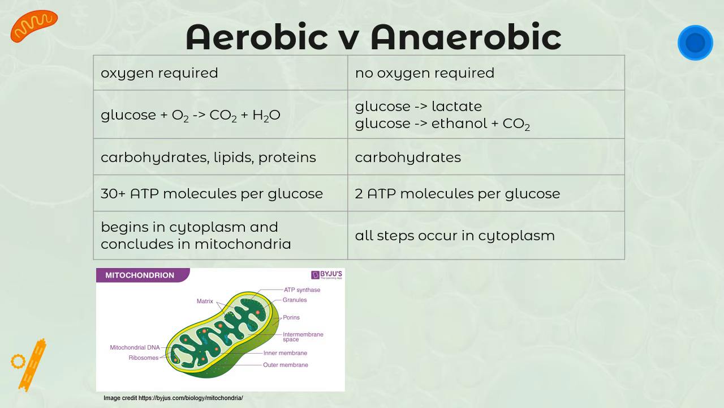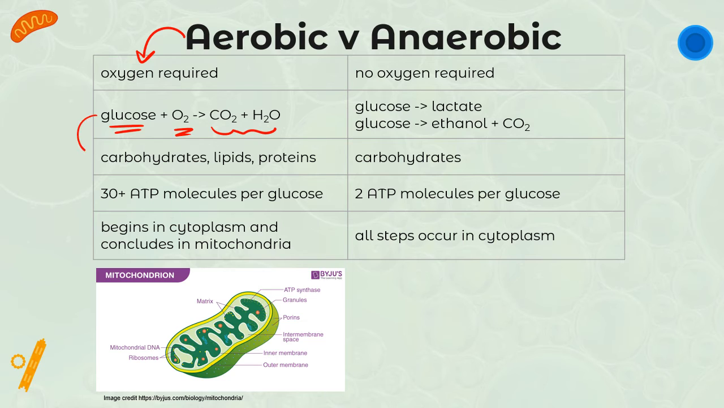A little bit more comparing and contrasting of aerobic versus anaerobic processes for producing ATP. Aerobic, again, means that oxygen is required. Here we have an example of a word equation to describe aerobic respiration. We've got glucose and oxygen producing the waste products of carbon dioxide and water. And of course, lots of ATP is produced as a side product.